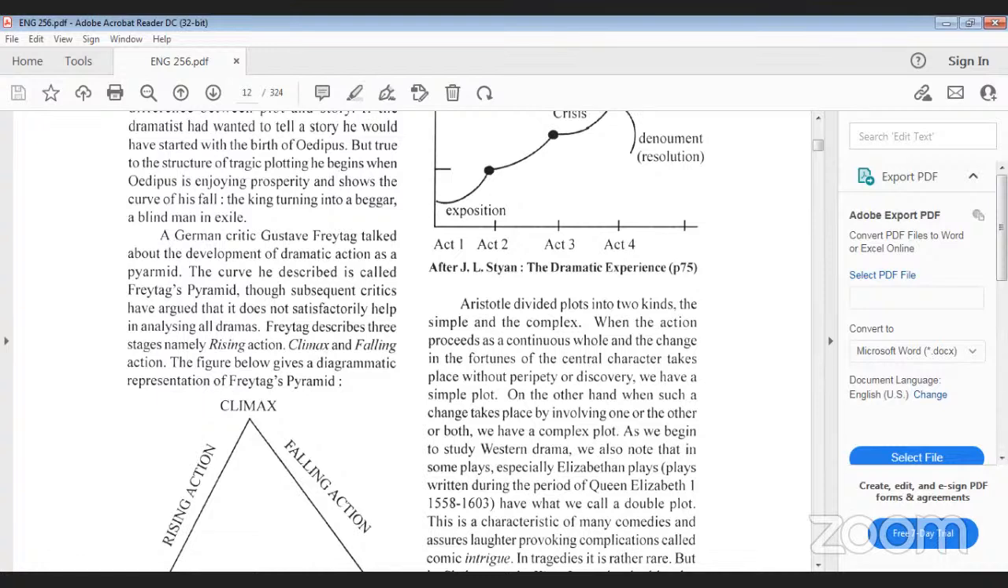As we begin to study Western drama, we also note that in some plays, especially Elizabethan plays, during the period of Queen Elizabeth. Now, what is this Elizabethan play? म्हणजे आपल्याला आता काही कन्सेप्ट अशा थोडेफार मागे जाऊन शिकायचं आहे की these are mentioned in your syllabus, की आपण त्याचा आपण ऍक्च्युली अभ्यास करणार आहोत. 1558-1603 have what we call a double plot.